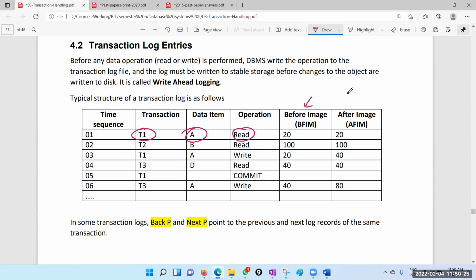Then, very important, you have the before image and after image. What is the value before the operation? What is the value after the operation? If it is a read operation, both are always the same. But if it is a write operation, this is the old value, this is the new value. That means this write operation changed the value from 20 to 40. And if there's a commit operation, you record which transaction is committed or which transaction is rolled back. There you don't have before and after, because only read and write have before and after, and only write has different before and after values.